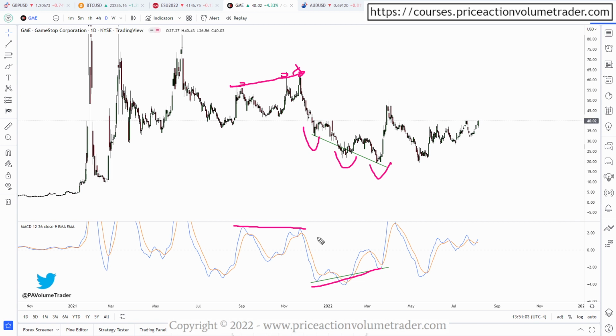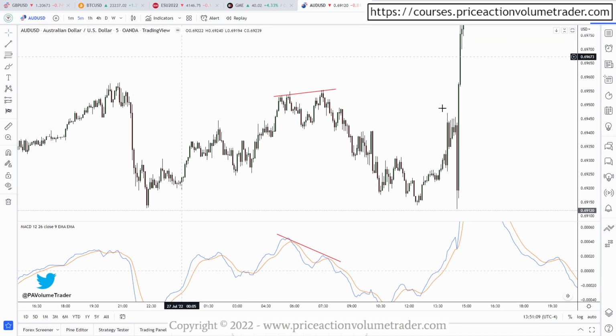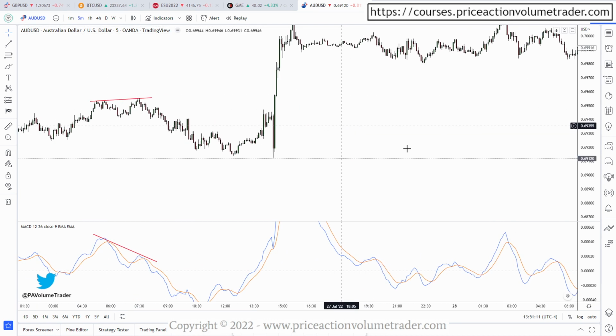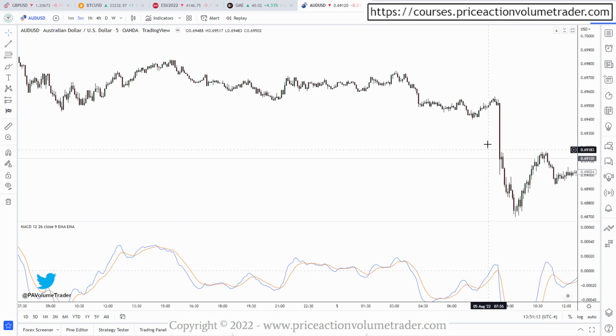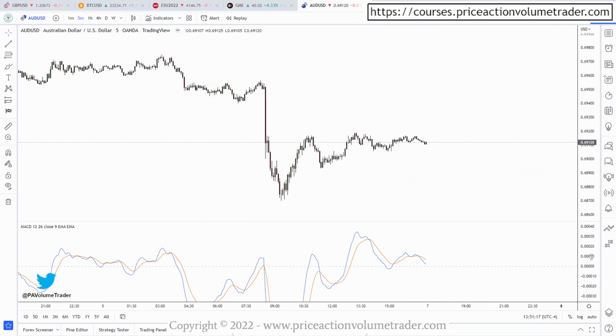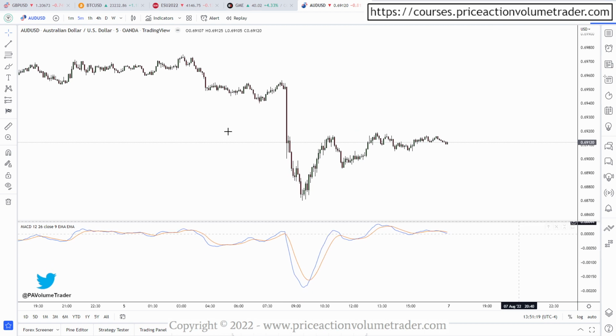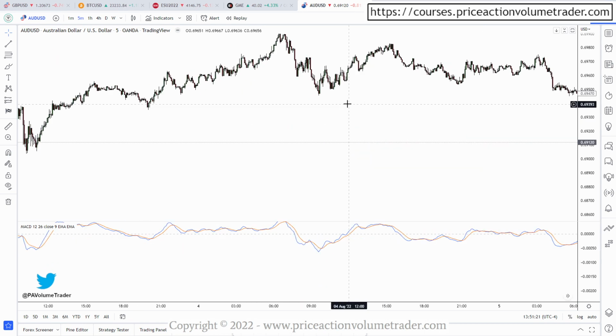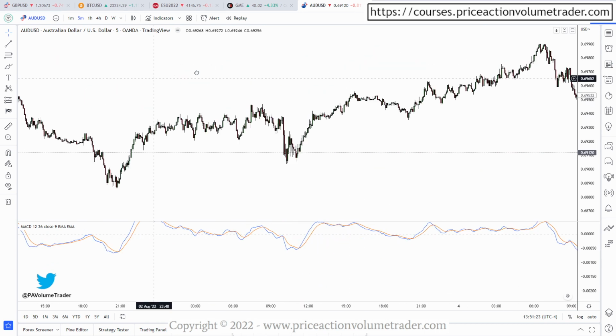So I didn't mark that one, but this was another good example of this, etc. And if we go to Forex, the Australian dollar, US dollar, to just see this also on low time frames, this is a 5-minute chart, so this is also something you can use for day trading, for quick day trades, etc.